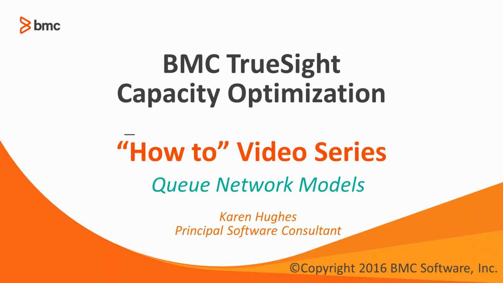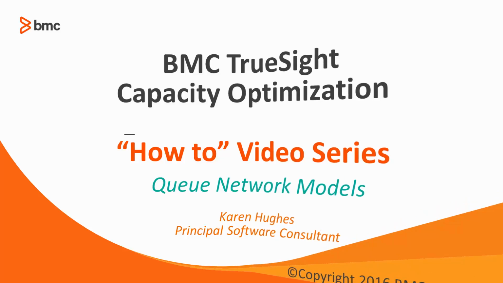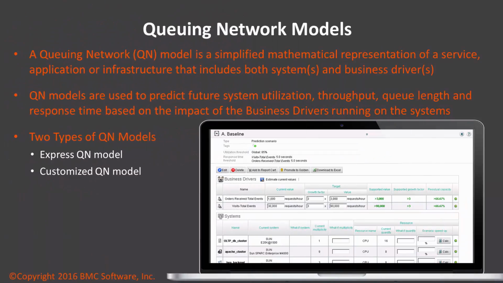In this module, we're going to discuss how to create a Q network model in BMC TrueSight Capacity Optimization as part of the BMC TrueSight Capacity Optimization how-to video series. In its simplest form, a Q network model is just a mathematical representation of a service, application, or infrastructure that includes both business drivers and systems.